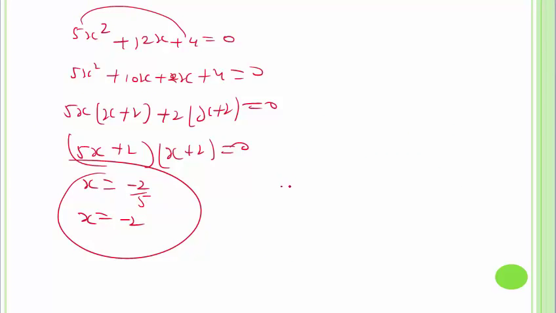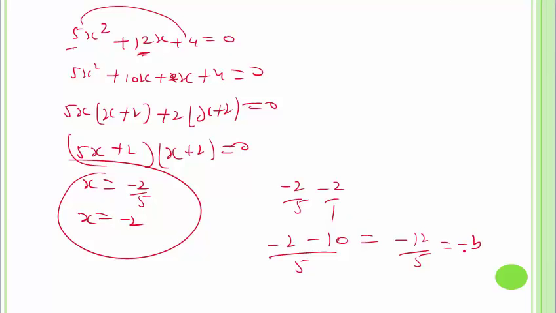Plus minus 2 by 5 minus 2. That should be equal to 5 and minus 10. Minus 12 by 5. And in this case, this is equal to this. You can say, in other words, minus b by a, which is equal to alpha plus beta. So we have proved one formula.